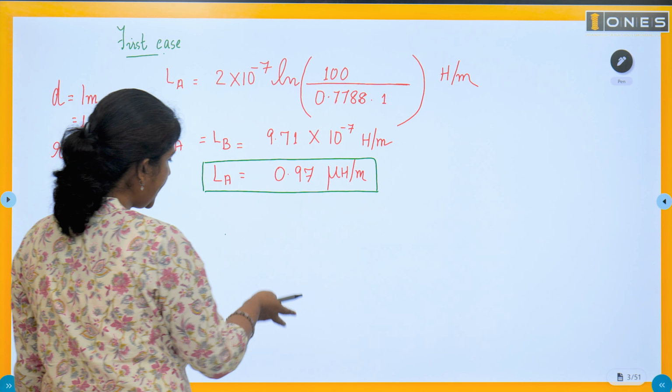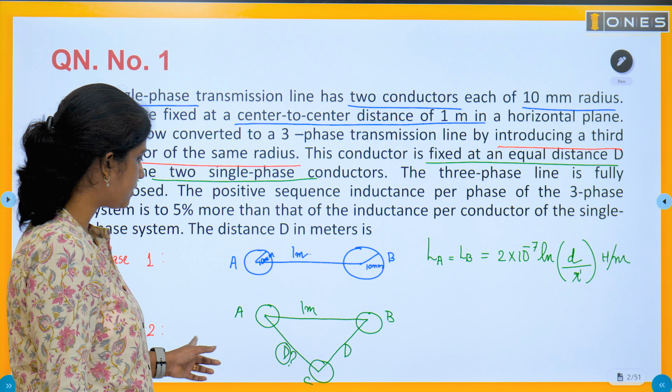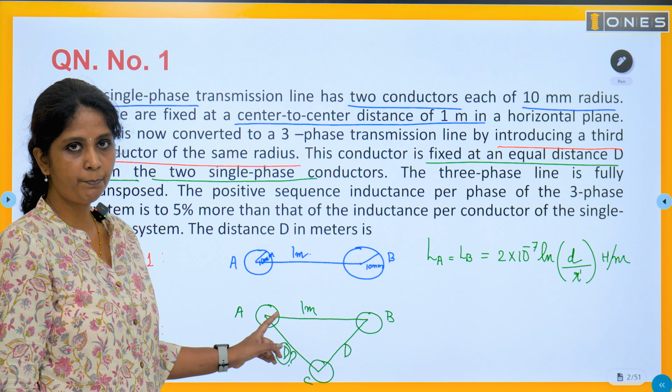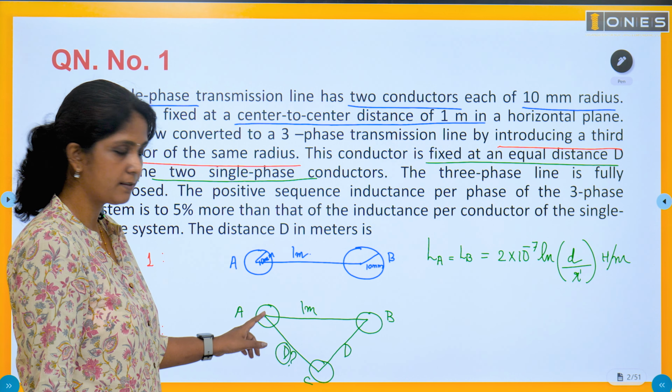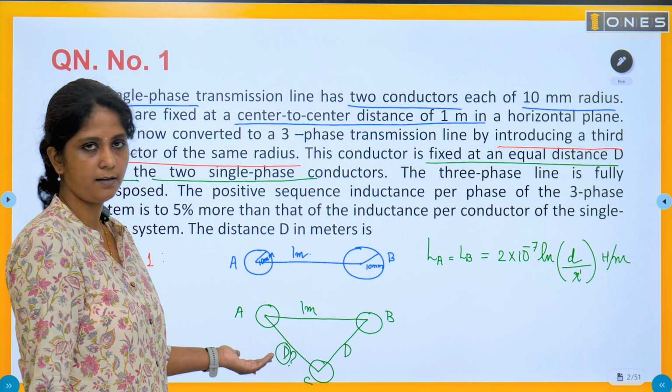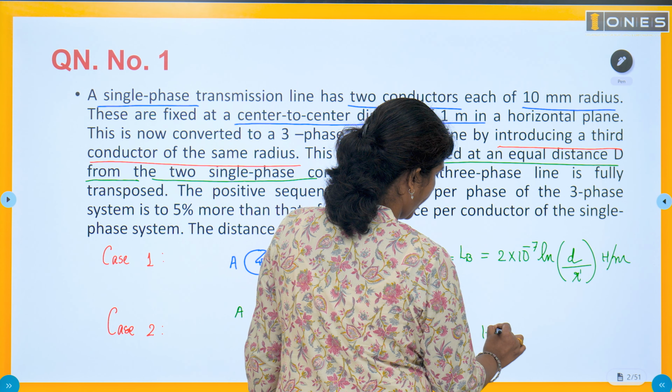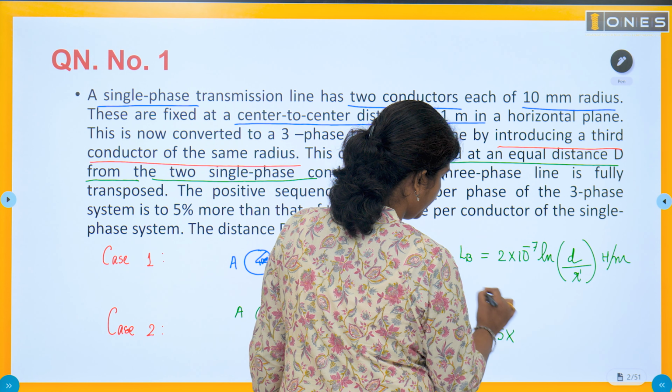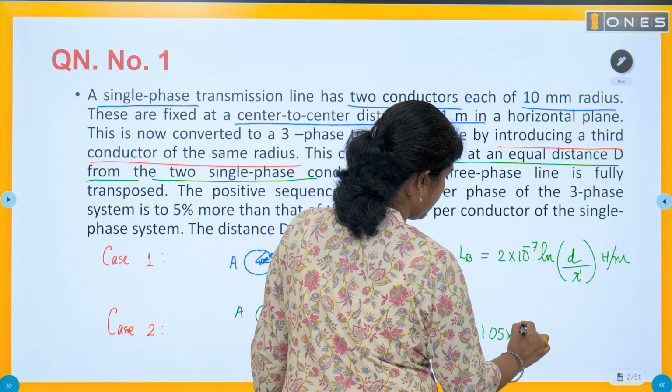Now in the second case, that is case 2, it is given that the per phase inductance with respect to the three phase conductors will be 5% more than that of the inductance per conductor of the first case. So here the L nu for the three phase system is 5% more, so I can write 1.05 into L initial, that is LA, the inductance we got first.